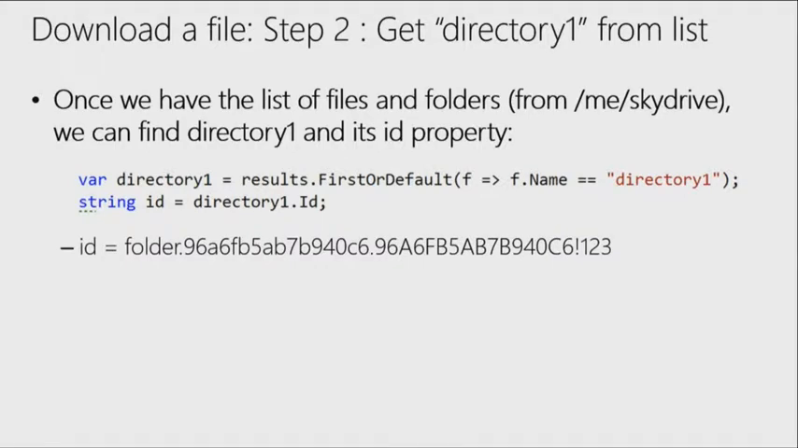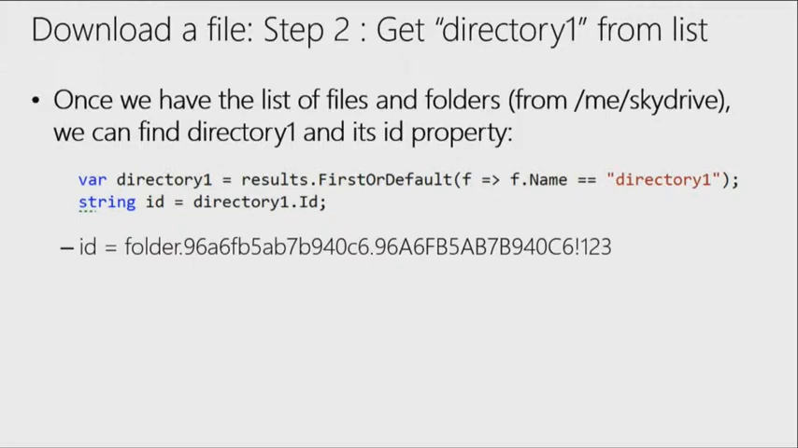So in order to get a list of files that are in /me/SkyDrive, we have to do a GET on /me/SkyDrive/files. And that returns back a list, a JSON object that contains an array of all of the files and folders that are present in SkyDrive. Using our helper, we can project that into a strongly typed object that allows us to do a LINQ expression on there to say, okay, bring me back the metadata associated with a directory that has the name of Directory 1.